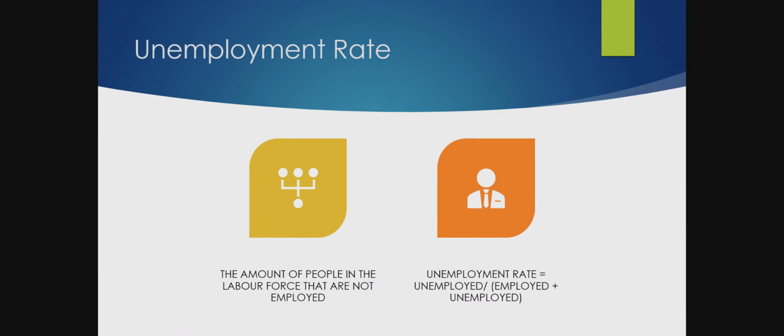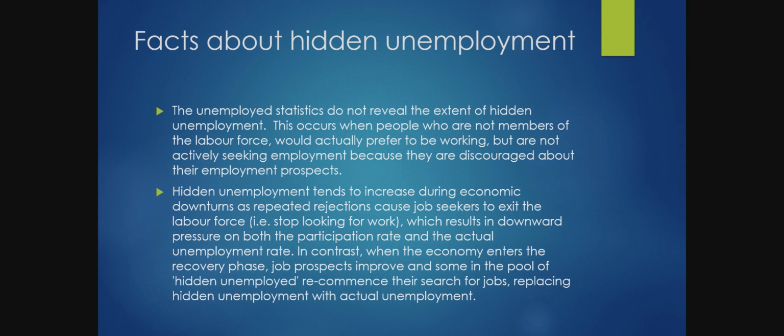The unemployment rate is the amount of people in the labour force that are not employed. The equation is unemployment rate equals unemployed divided by employed and unemployed people, or the labour force. So facts about hidden unemployment.